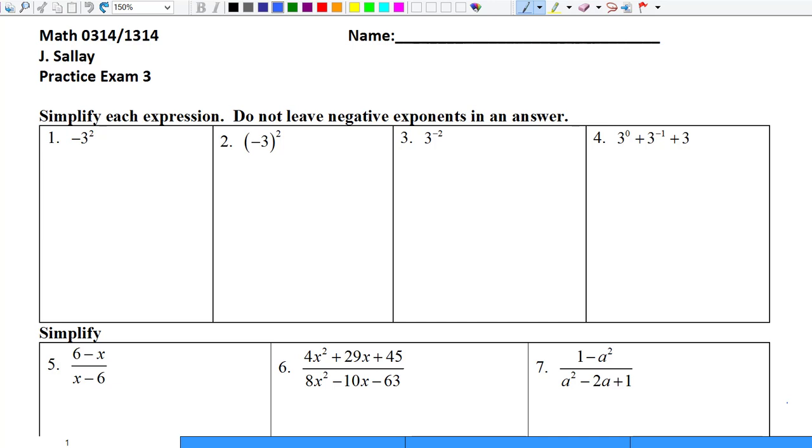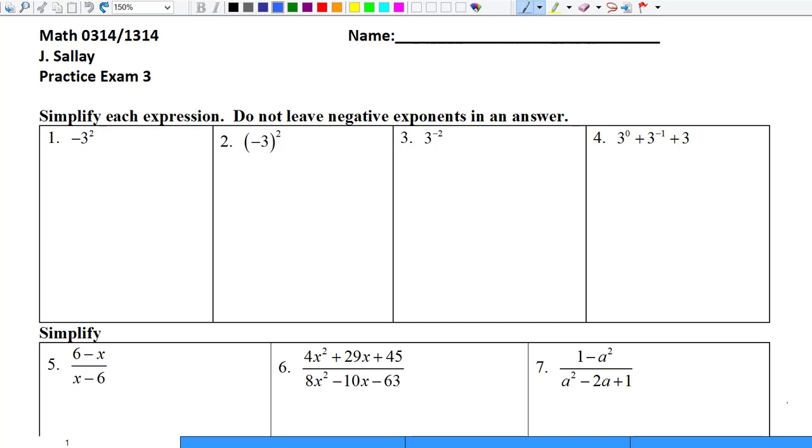Today we're going to be reviewing the Practice Exam 3. So for this section, it says to simplify each expression, do not leave negative exponents in the answer. Now if you look at numbers 1 through 3, you'll notice that they look very similar. Each of them have a 3 base, a 2 in the exponent, and a negative somewhere.